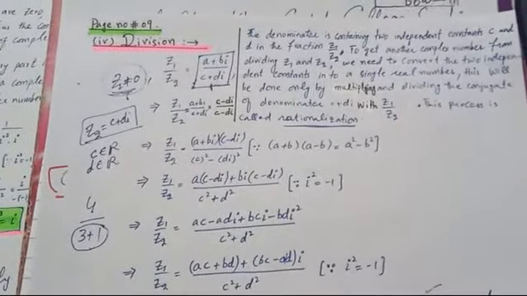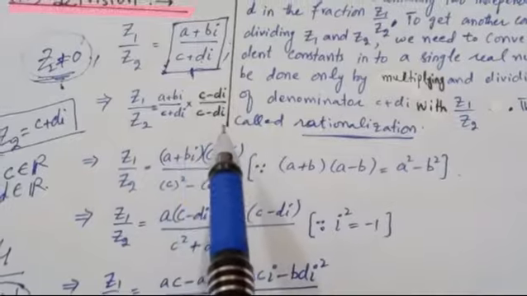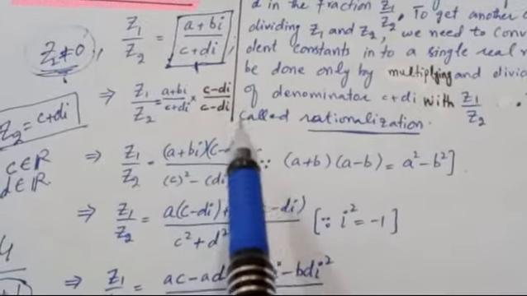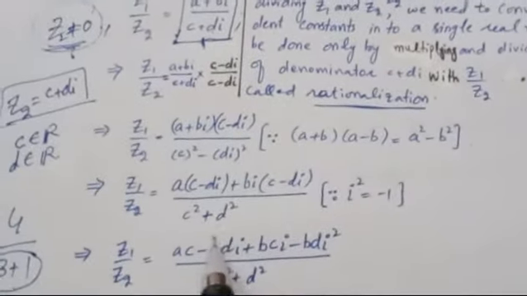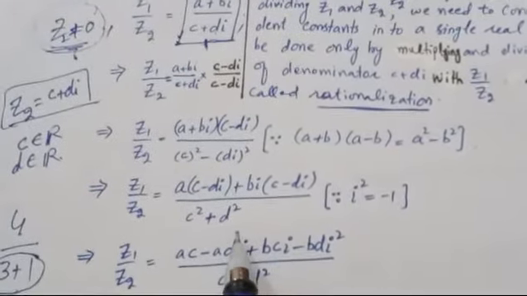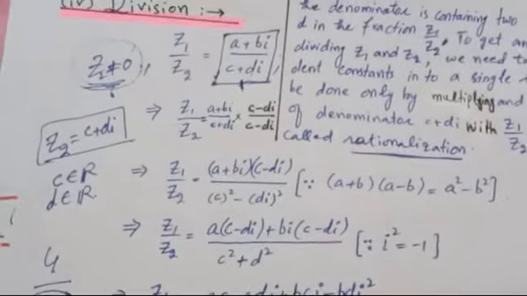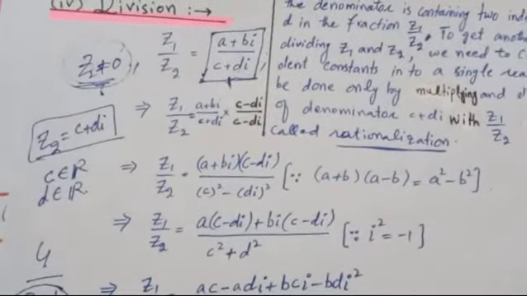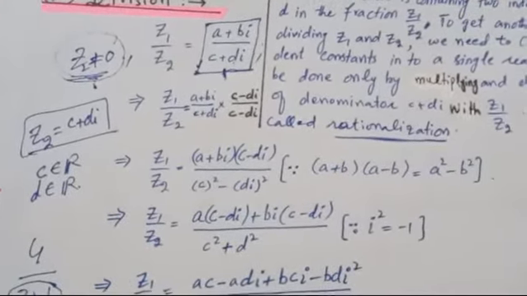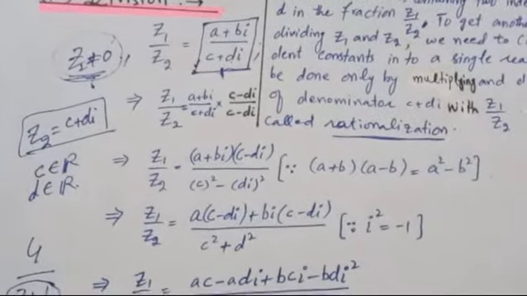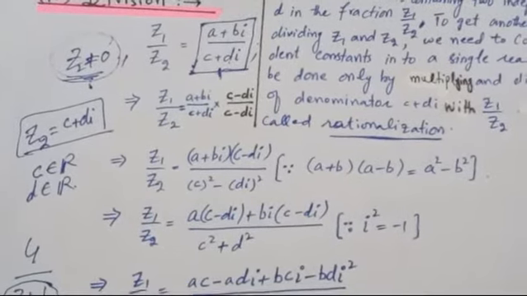So in the denominator you see that you get a plus b into a minus b, which becomes a square minus b square. So you clearly see that this c square plus d square is actually a real number. So now your denominator is actually a single real number. So now the division is possible. So that's how we can perform the division of two complex numbers, and the process is called rationalization.